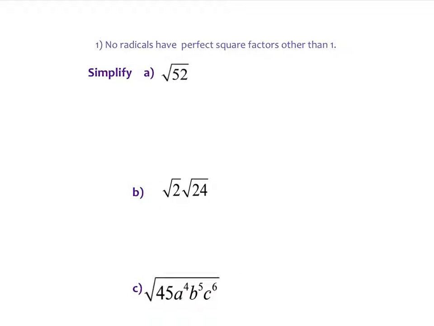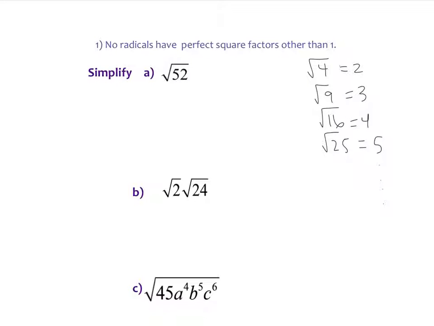Okay, number one for the terms that we have to make sure radicals are in simplest form is if no radicals have perfect square factors other than 1. As we look at part A, we have to simplify the square root of 52. Here we want to look for the square root of 4, the square root of 9, the square root of 16, the square root of 25, because we can easily take the square root of those numbers. And again, that list goes on and on.